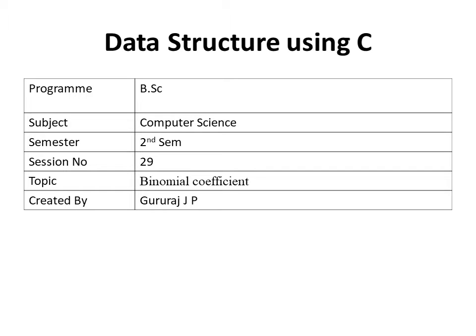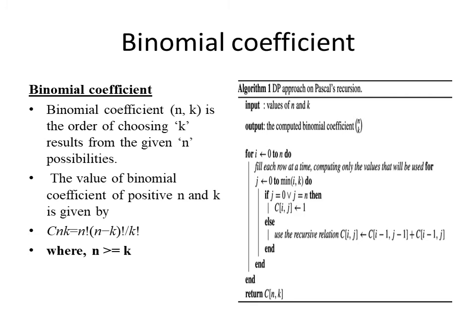In this session, I am going to explain binomial coefficient using the recursive method. What is a binomial coefficient? The binomial coefficient n of k is the number of ways of choosing k results from the given n possibilities. Here I am explaining the value of the binomial coefficient for positive n and k.